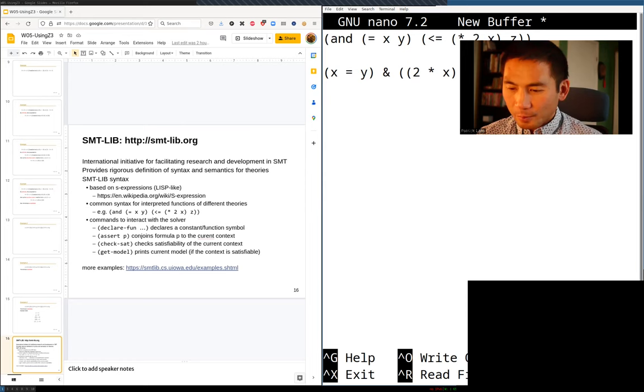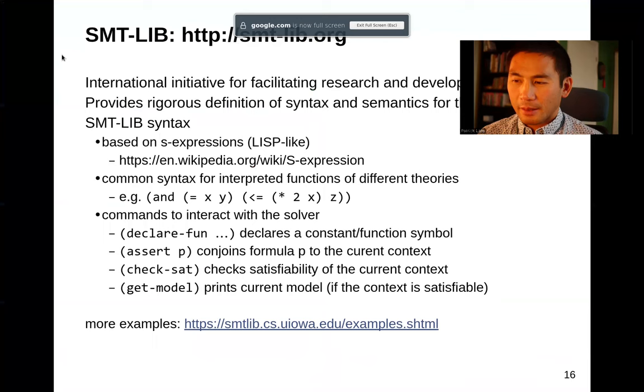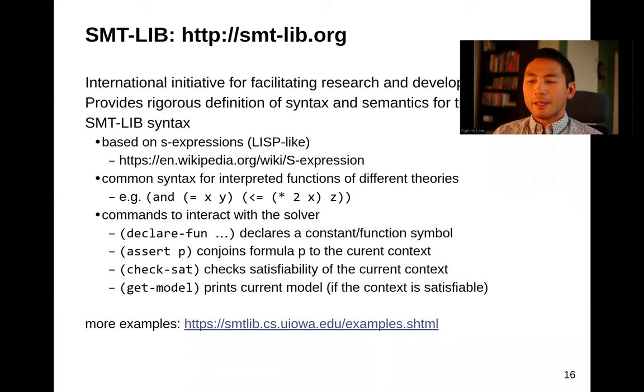So what we have here is this syntax, and then we have commands to interact with the solver. We can declare constants or function symbols, so we'll declare x, y, and f using declare-fun. Then we can have assertions. In this context, an assertion is an extra thing that you want to say is true. It's kind of like the notion of assertion we've talked about before, but it's a logical assertion about the model more than a statement about the program state. It's useful for adding more stuff to the model.